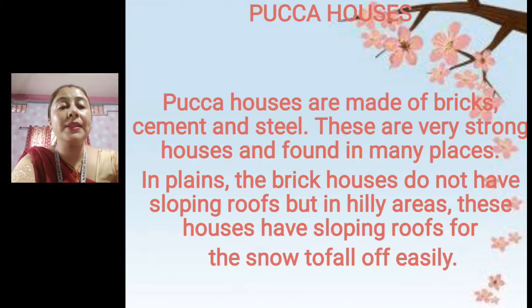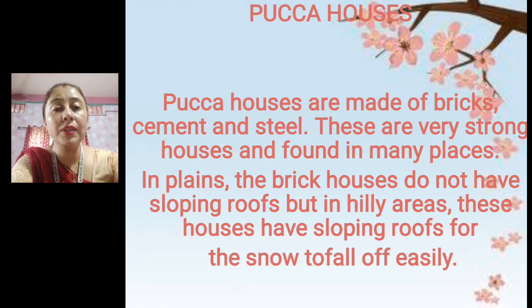In plains, the brick houses do not have sloping roofs, but in hilly areas, these houses have sloping roofs for the snow to fall off easily. We know that the roofs are flat in the plains, but in hilly areas snowfall may occur, and if the roof is sloped, the snow will fall off easily. If the roofs are flat, the snow will get stuck on the roof of the house. So in the hilly areas, they make the brick house with a sloping roof.